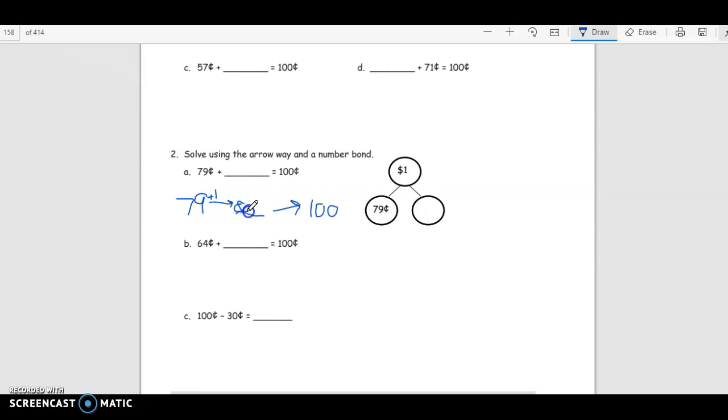And then if we're at 80, we want to get to 100, we just have to add 20. So when you look at what we added, 1 and 20. 20 plus 1 is 21 cents. Then we have to be sure that we also put it in the number bond that it asked. So 79 cents and 21 cents equals $1.